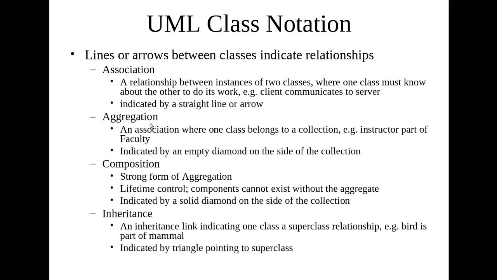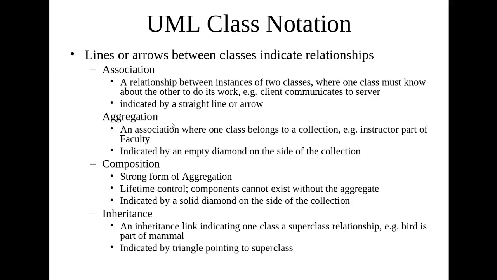So other than that, two classes are there. How do these two classes communicate with each other, how do they collaborate with each other? You can show some relation between them. Okay, so these relations can be of four different types: association, aggregation, composition and inheritance. Okay, association means what happens? Instances of two classes can communicate with each other. The thing is that these two classes should be aware of each other. That's it. This association will be indicated with a straight line.